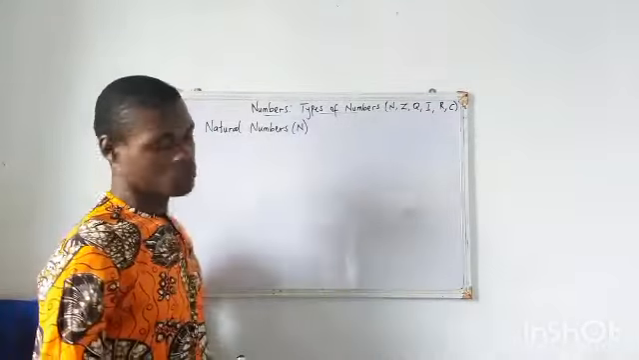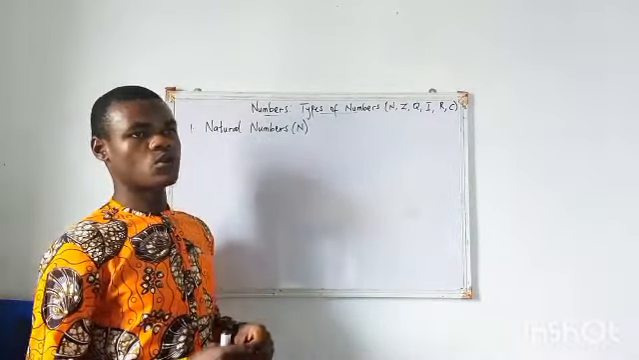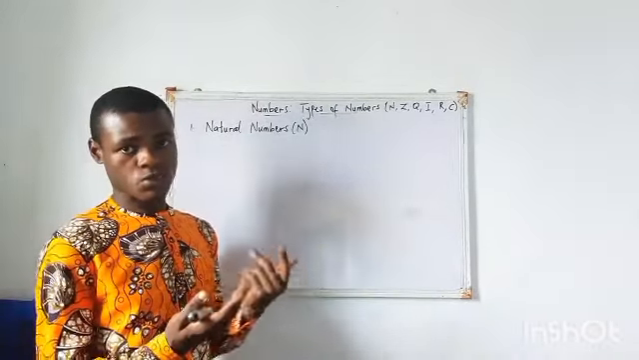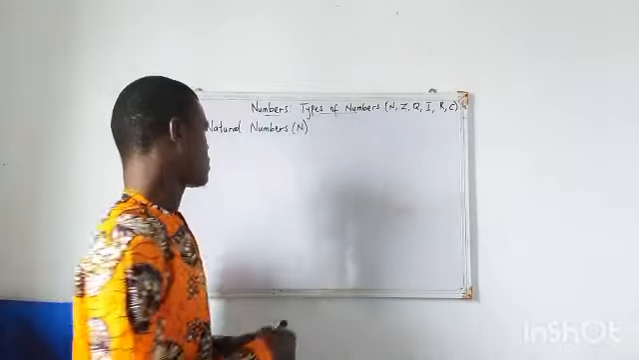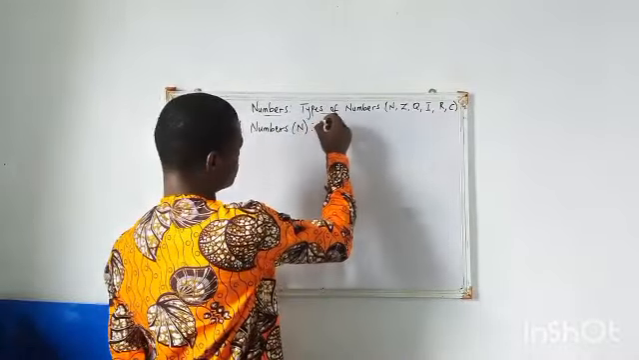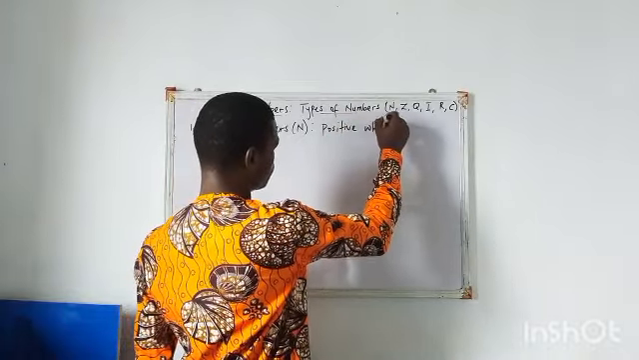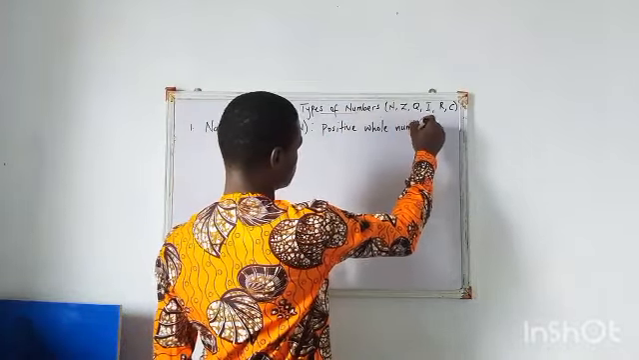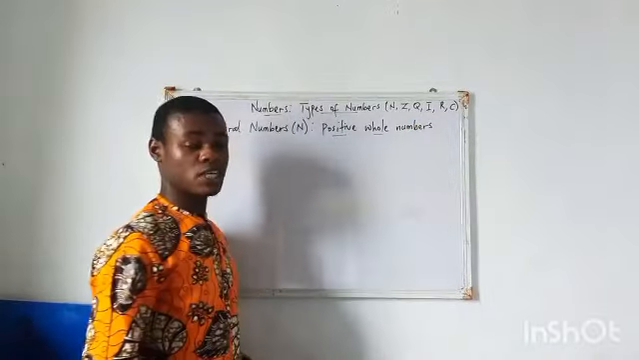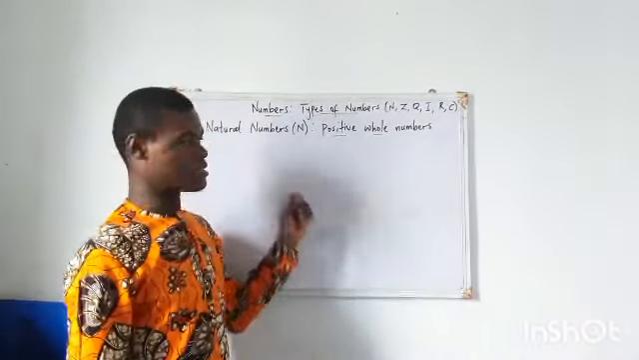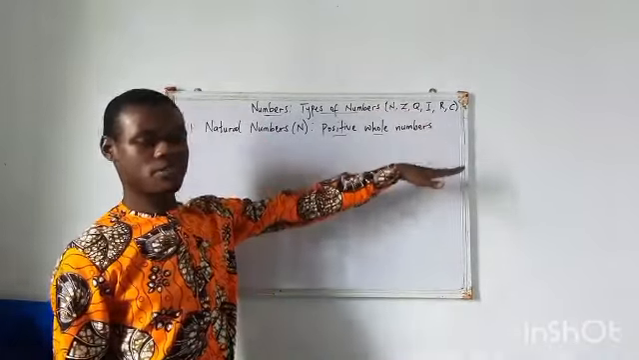Don't worry. So, the first one we have is natural numbers. Natural numbers are also called counting numbers because that's what we use to count: 1, 2, 3, 4, 5, 6, 7. They are whole numbers, positive whole numbers. The key word is that they are positive and they are whole numbers. So fractions are not natural numbers. If it's a fraction, it's not a natural number. It falls under a different kind of number.